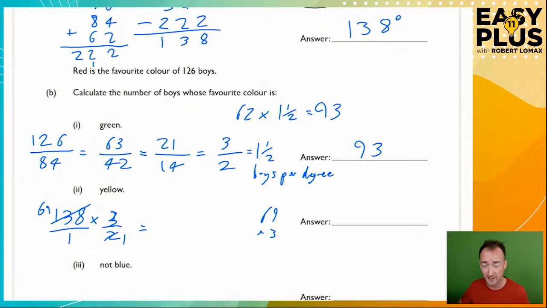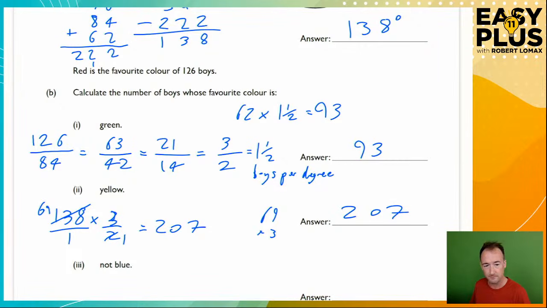60 times 3 is 180. 9 times 3 is 27. 180 plus 27 is 207. Hope I got that right. So this should be 207 boys whose favourite colour is yellow.